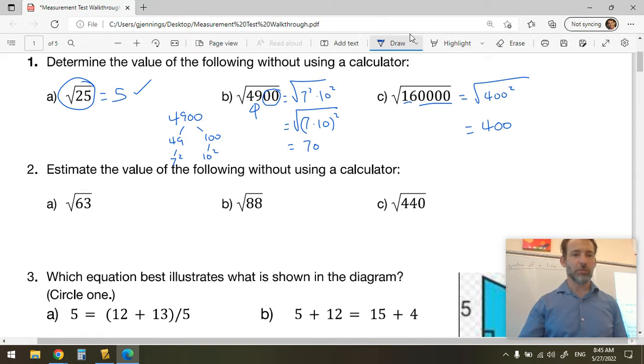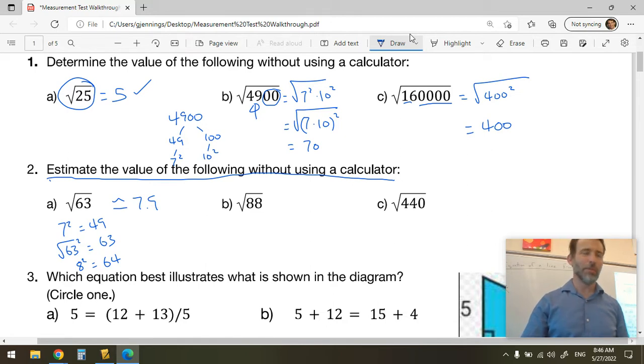Okay. Now with these ones, we want to be able to estimate these types of things very quickly without using a calculator. And here's how you would do it. The square root of 63, well, I know that 7 squared is equal to 49. The square root of 63 squared would be 63. And 8 squared is 64. So the square root of 63 is going to be between 7 and 8, and a heck of a lot closer to 8. So this is maybe about 7.9. Maybe it's even bigger than 7.9, like 7.95, something like that.